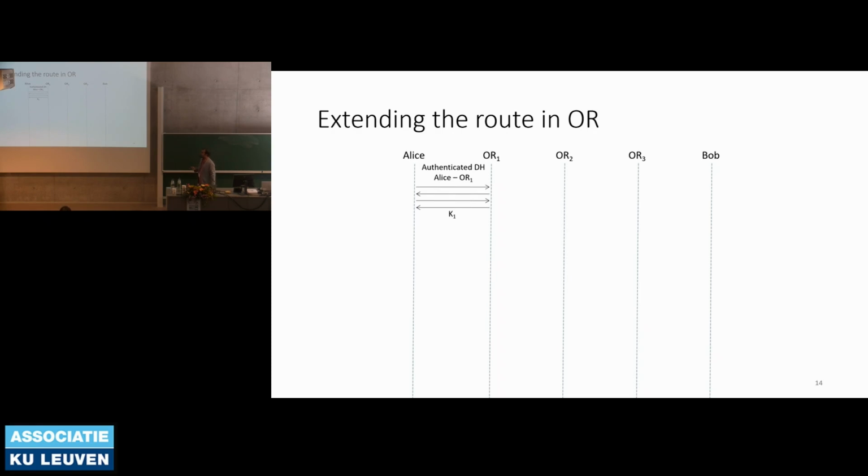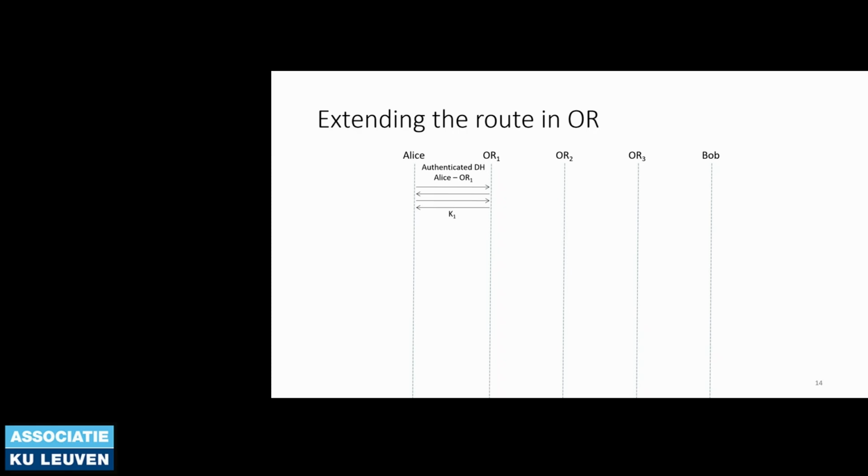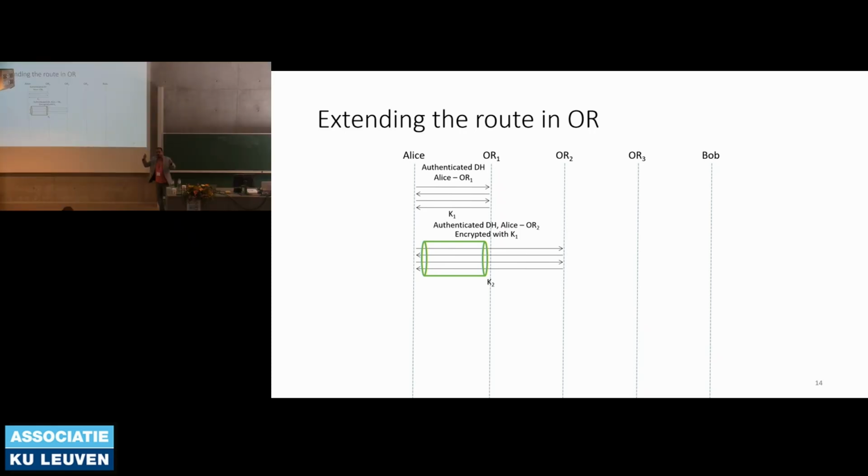So first, Alice should do a Diffie-Hellman key agreement with onion router 1. That is simple. That's easy to see. Now, once Alice has done the Diffie-Hellman key agreement, that means Alice has an authenticated and encrypted channel with onion router 1. And with that channel, Alice can transmit any information, any packet.